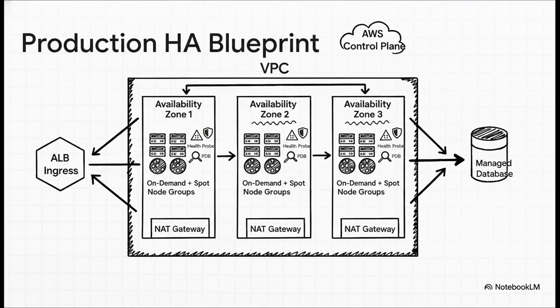Up top, the AWS-managed control plane. The foundation is a VPC spanning 3 AZs, each with its own NAT gateway for resilience. Inside, we have node groups mixing on-demand and spot instances, all managed by our hero, the cluster autoscaler. The AWS load balancer controller handles traffic, our pods are protected with PDBs and health probes, and, critically, our most important data, our state, is managed outside the cluster in something like RDS or EFS. This is your master checklist.